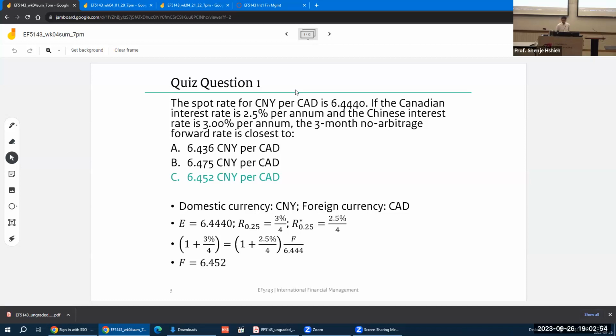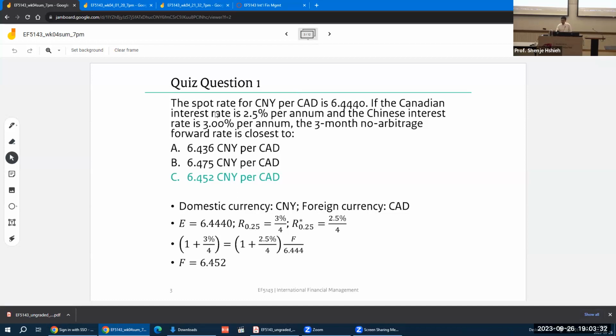Question 1: the spot rate for Chinese yuan, CNY stands for Chinese yuan per Canadian dollar, is 6.440. The first thing you should do is determine what is the foreign currency and what is the domestic currency. Based on the way I've written it, Chinese yuan is in the numerator and Canadian dollars in the denominator. So Chinese yuan is therefore the domestic currency, and Canadian dollars is the foreign currency. So 6.44 Chinese yuan gives you 1 Canadian dollar.